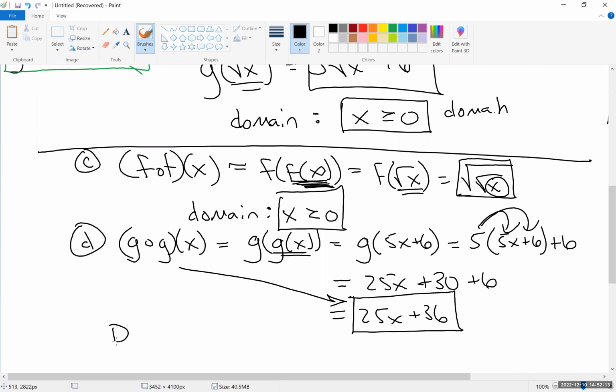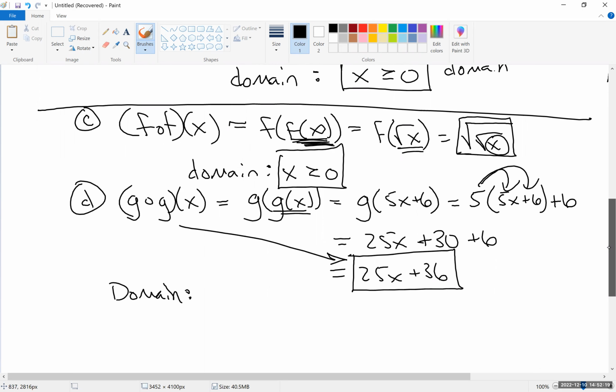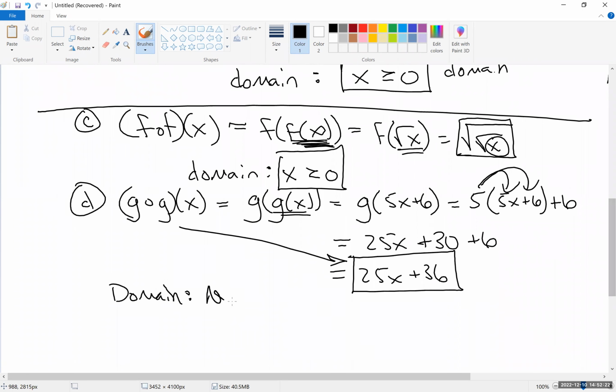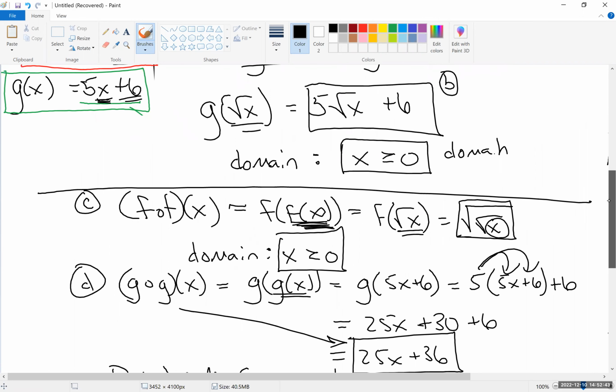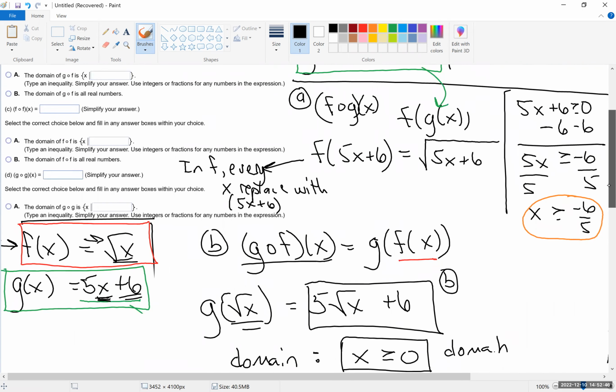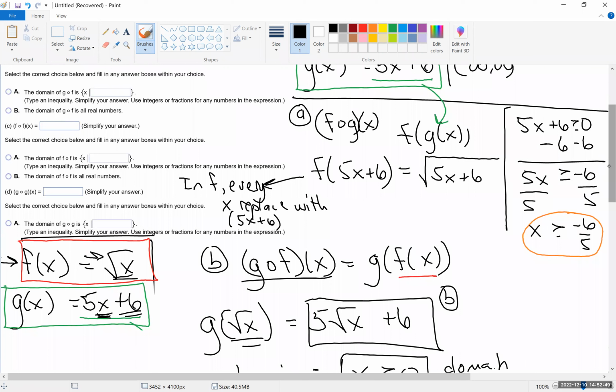Now, what's the domain of this thing? Well, there are no square roots and there's no division by x. So the domain is everything, negative infinity to infinity. Since we don't write that with inequalities, we're going to go up and select the answer that says the domain is all real numbers.